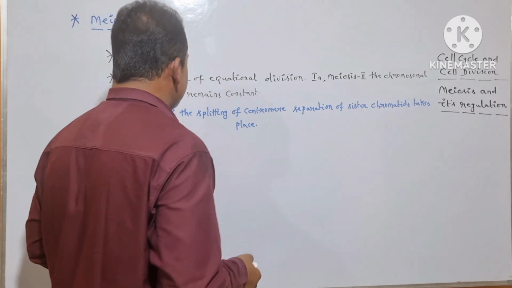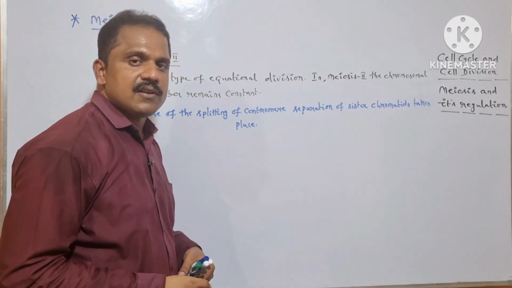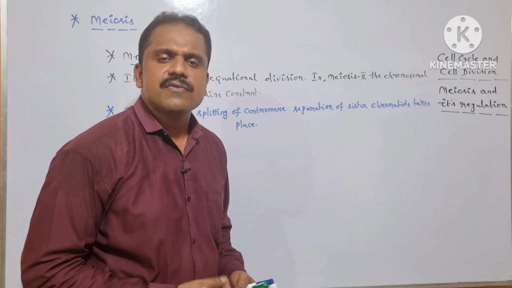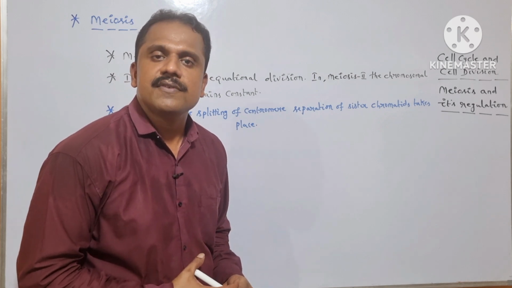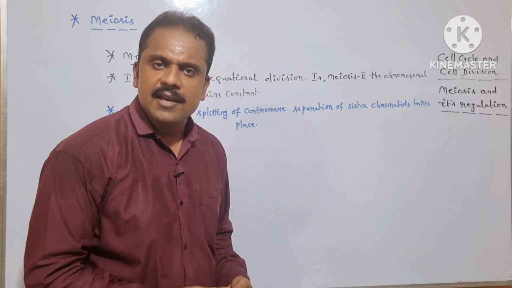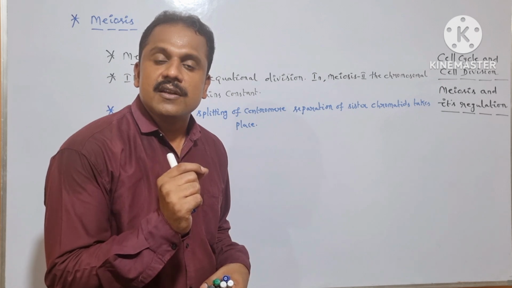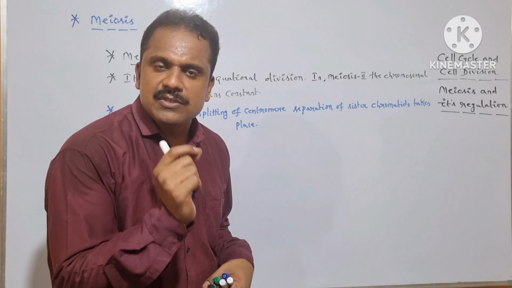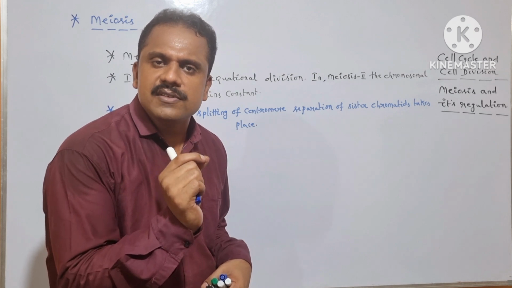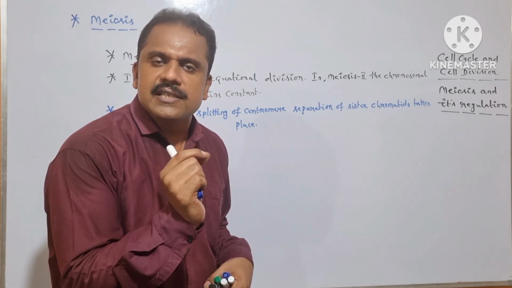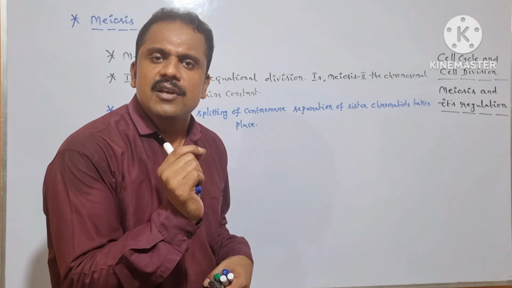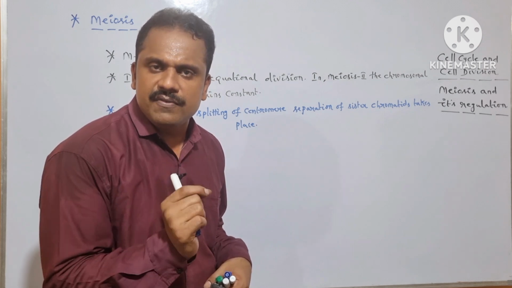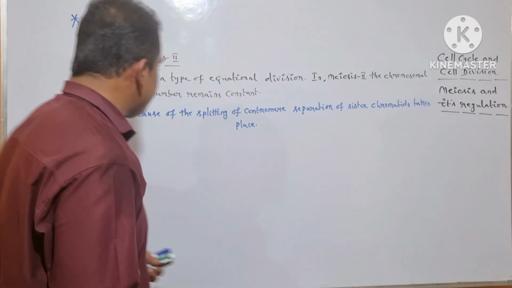Is it clear? So at first we will be studying regarding meiosis 1. So here, what is meiosis 1? As I have already mentioned, meiosis 1 is a type of heterotypic division or reduction division. And basically, meiosis 1, like the mitotic division, has various phases. So what are the various phases of meiosis 1? They include prophase 1, metaphase 1, anaphase 1 and telophase 1. Is it clear? So let me write it here.